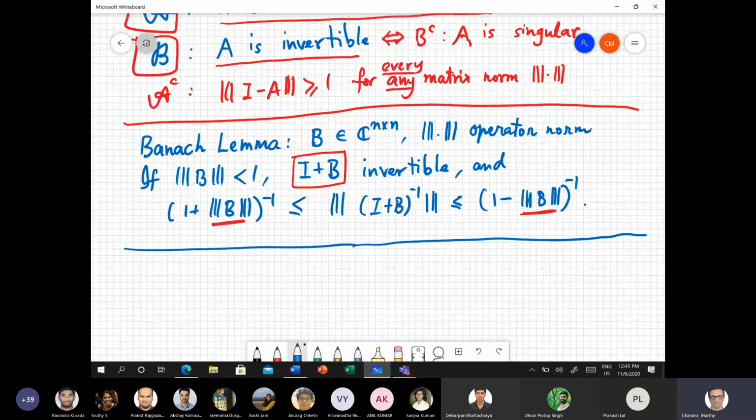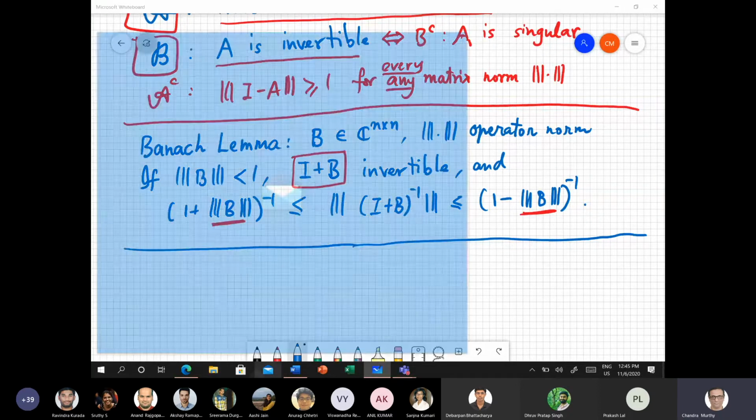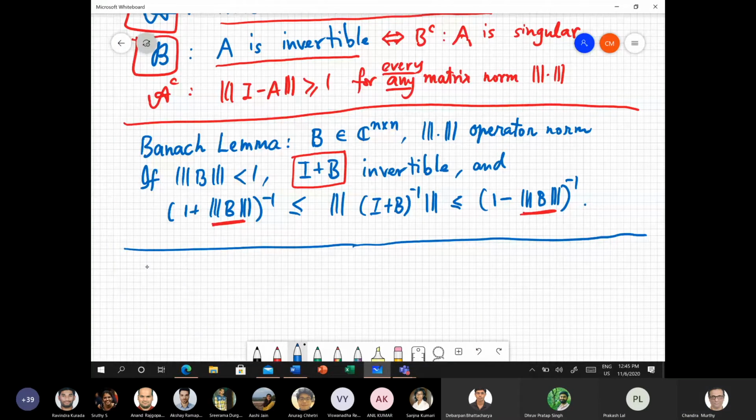Okay, so there's just one or two more results I want to mention. So one use of this result, which says that if there is a norm such that the norm of I minus A is less than 1, then the matrix A is invertible, is in showing the following corollary, which is called the Levy-Desplanques theorem.